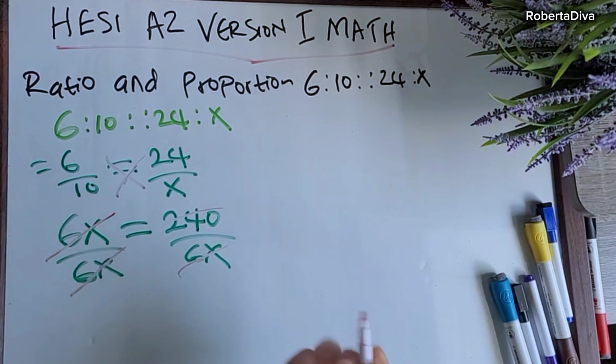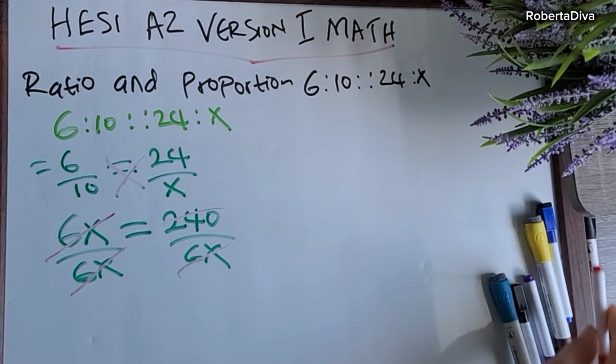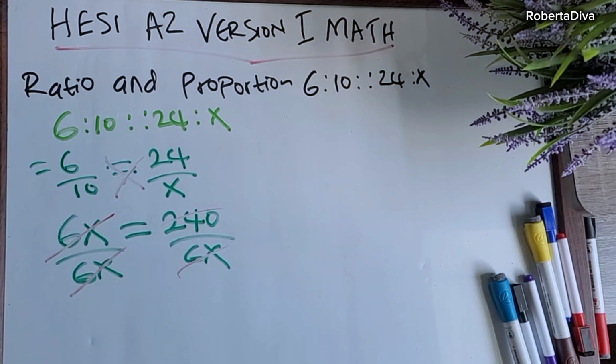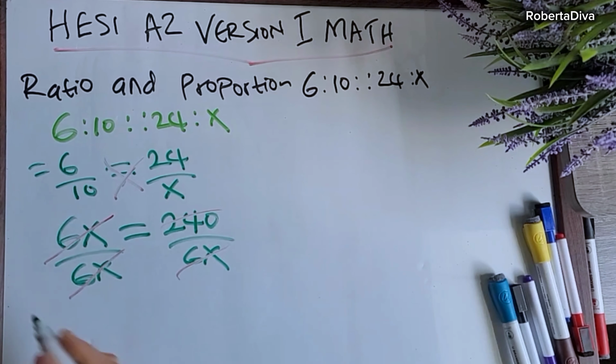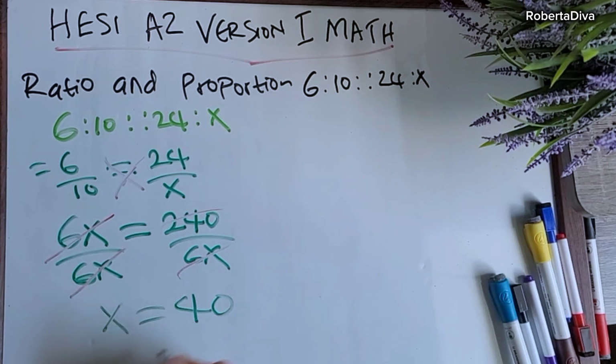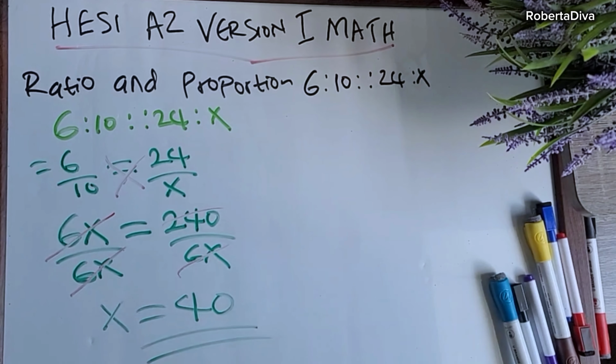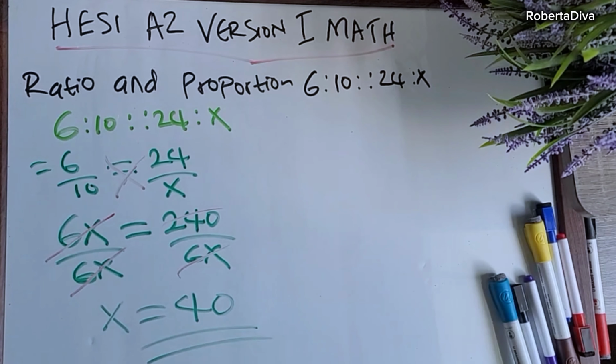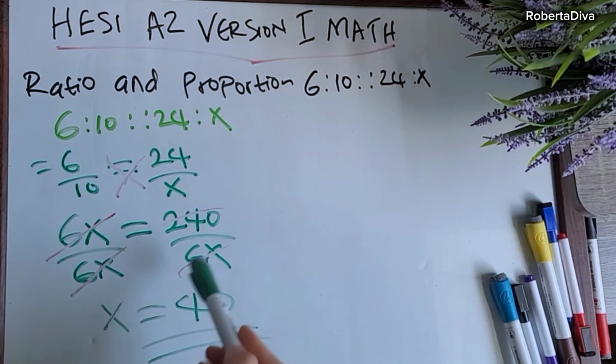Let me try. I think it's 40. Wait, let me use my calculator. Yeah, it's 40. So x will give you 40. That's the answer. That is how you get the answer, guys, okay?